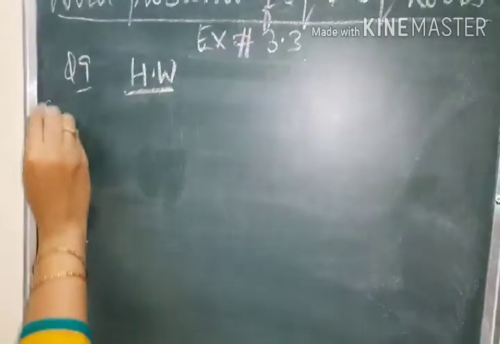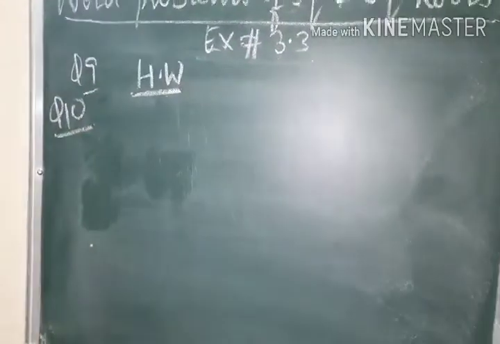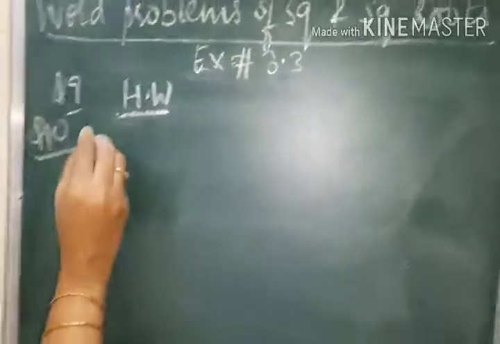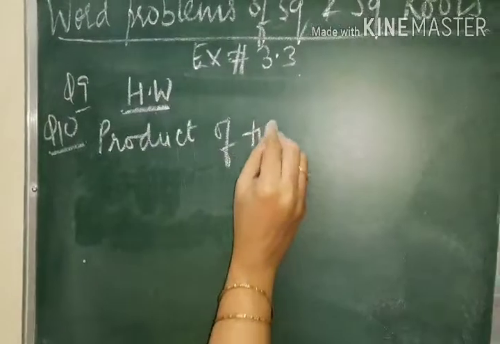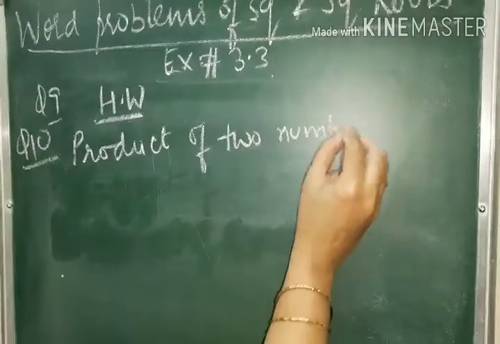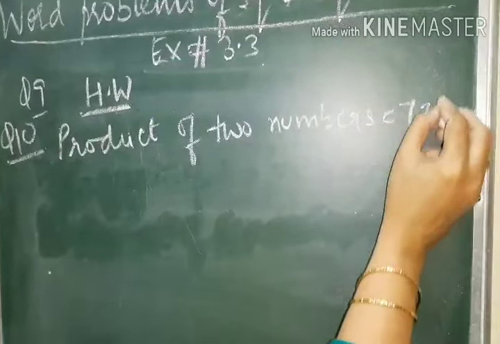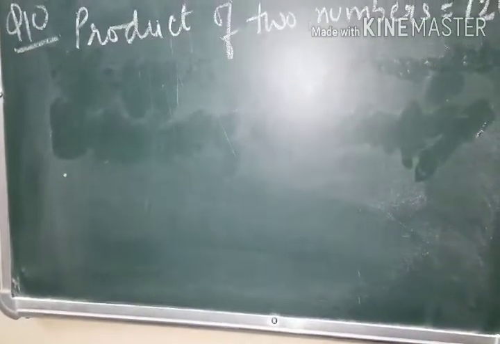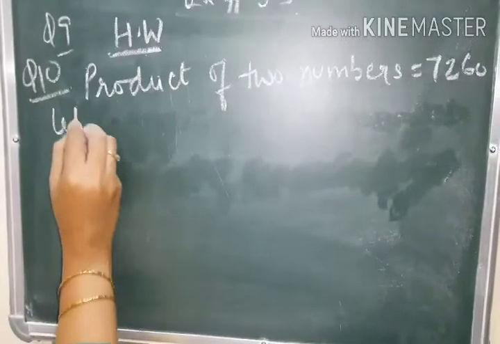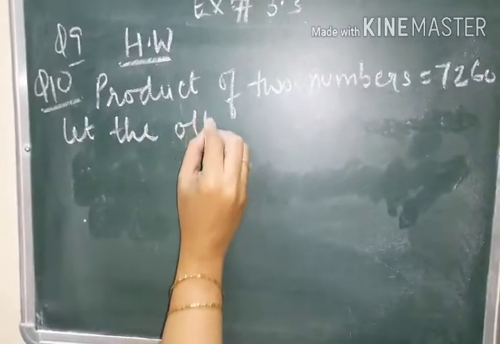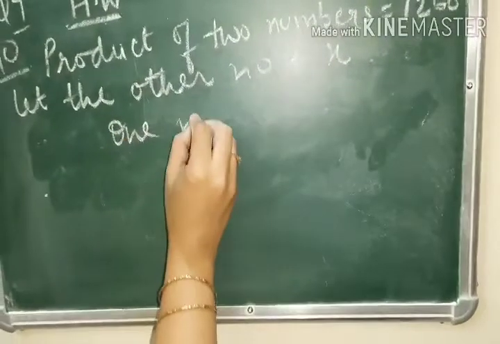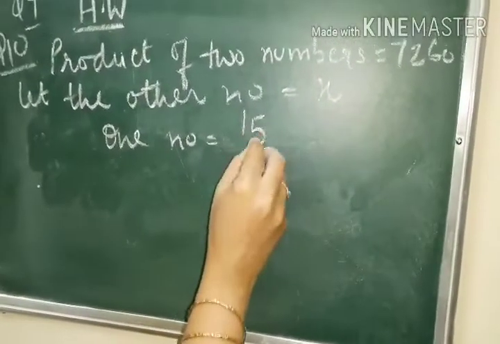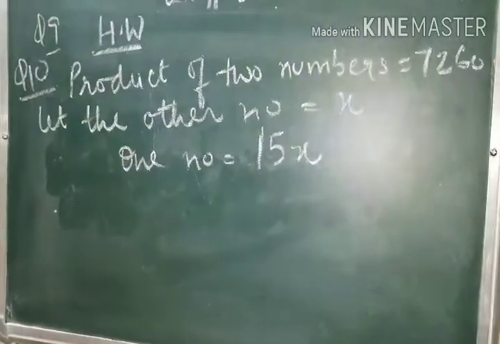Right? Moving on to question number 10. The product of two numbers is 7,260. Now product of two numbers is given. Product of two numbers is 7,260. Right? If one number is 15 times the other number, so let the other number be x, because for the other number we don't know anything. Let the other number be x. About one number we know that it is 15 times the other number. So it is 15 into x.